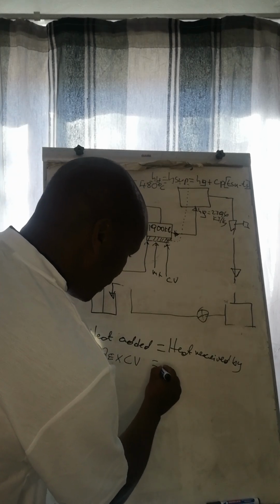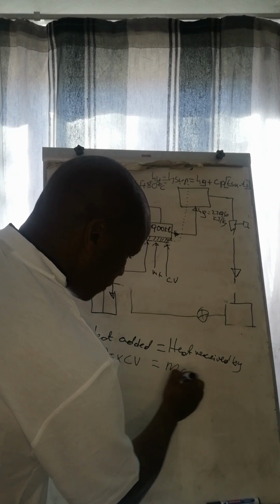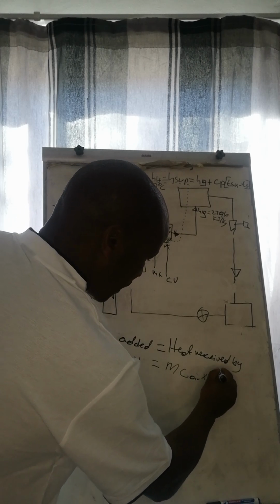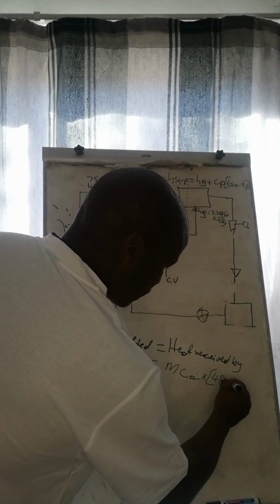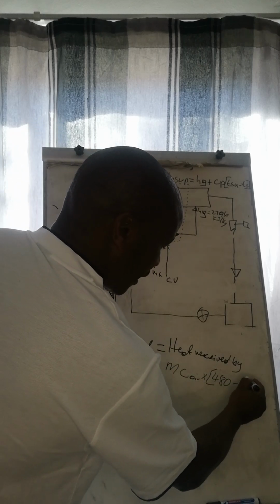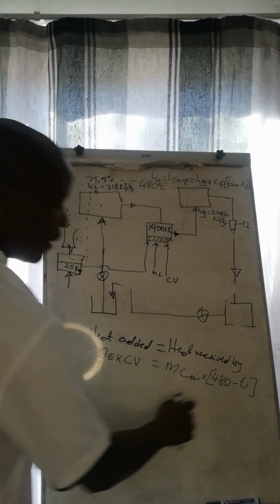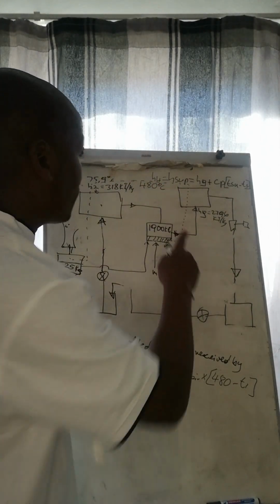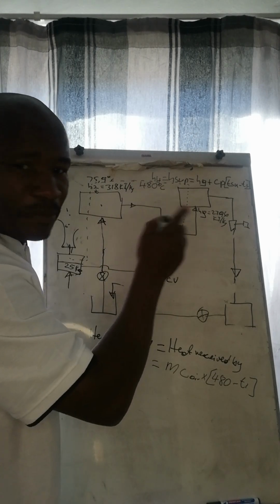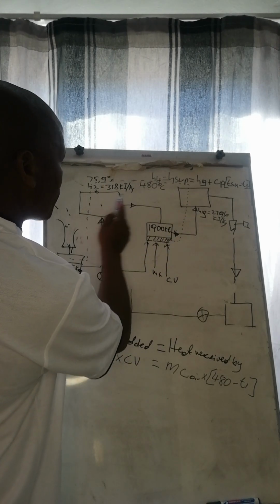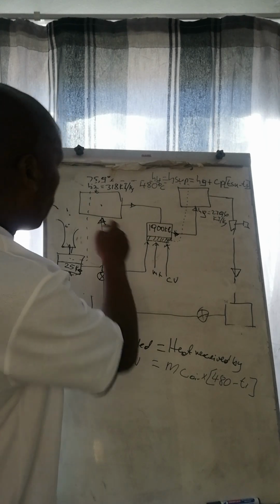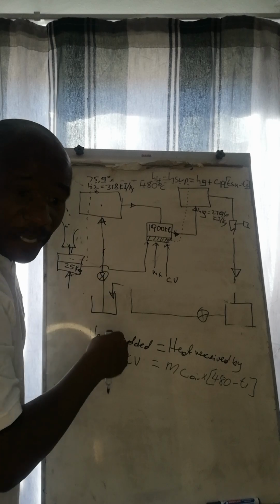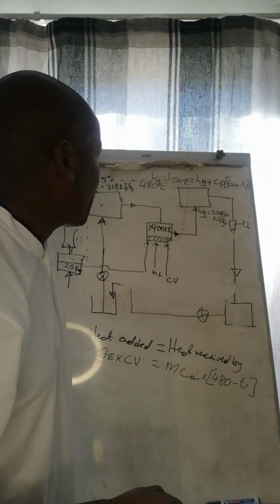It is equal to the mass of air multiplied by the specific heat capacity of air multiplied by the change in temperature, 480 minus the required temperature. Look, the entrance there, practically speaking, is 480. When these flue gases get out of the economizer, that temperature should be less.